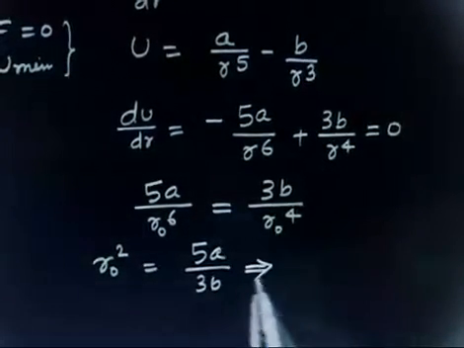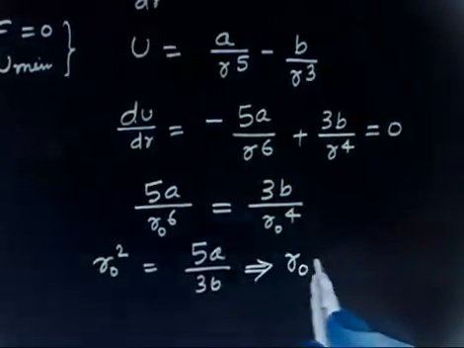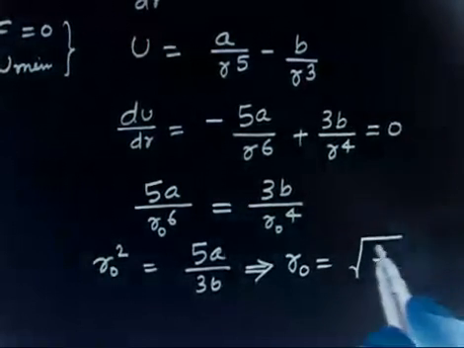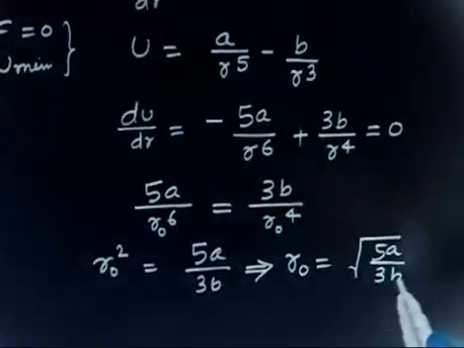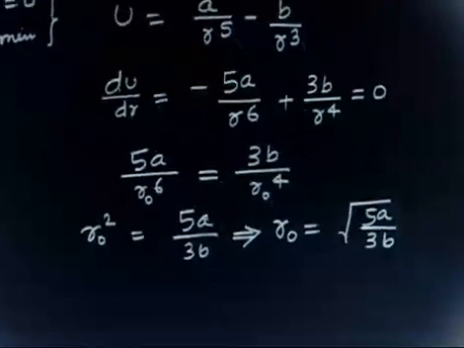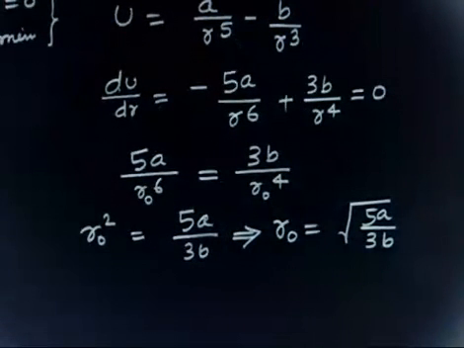Now if you take the root, you will have R naught equal to under root 5A by 3B. So this is the first part of the question. The equilibrium distance is given by R naught equal to under root 5A by 3B. Are you getting?